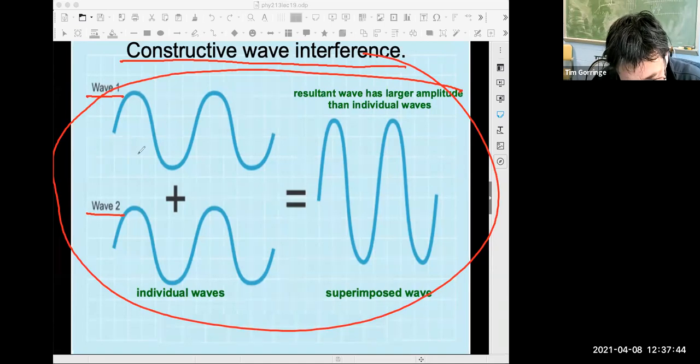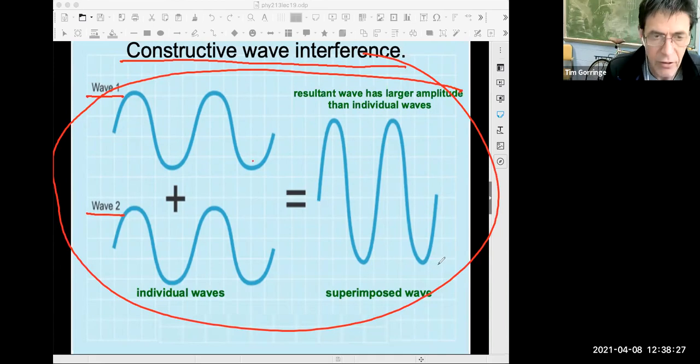And in this particular case, a crest of wave 1 occurs at the same moment and location as a crest of wave 2. That builds a bigger crest in the superimposed wave. A trough in wave 1 occurs at the same moment and location as a trough in wave number 2. That builds a bigger trough in the superimposed wave. And so on and so forth. The next pair of crests at the same location and same moment build a larger superimposed crest. And the next troughs at the same location at the same moment build a larger superimposed trough. And that's constructive interference. The crests add together to make bigger crests, constructive interference. The troughs add together to make bigger troughs, constructive interference.